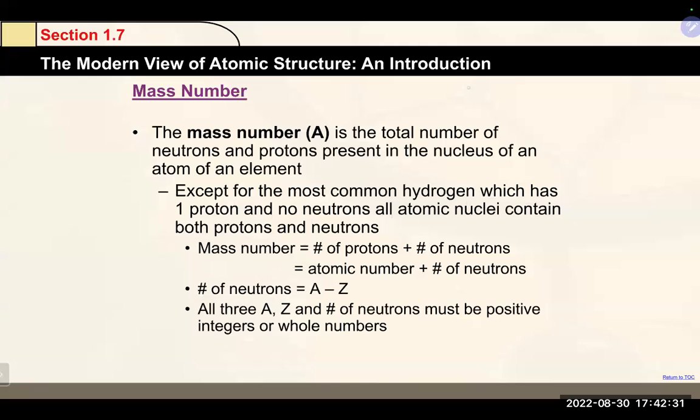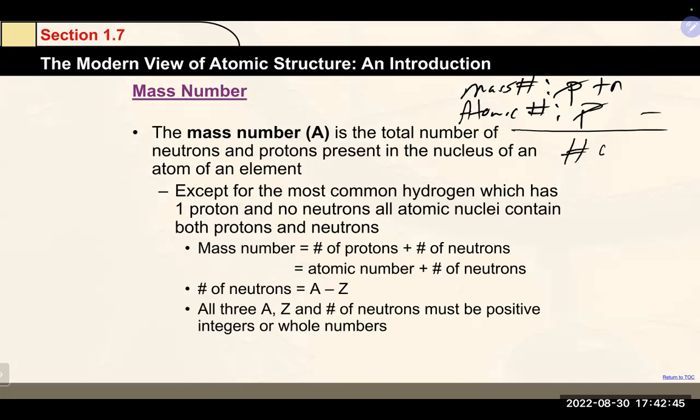The importance of the mass number and atomic number is this: if the mass number is protons and neutrons and the atomic number is protons, you subtract those two and that will give you the number of neutrons. So the mass number minus the atomic number gives you the number of neutrons. All those things you're sometimes asked to calculate, the number of protons, electrons, neutrons, the mass number, and the atomic number, should all be positive whole numbers.